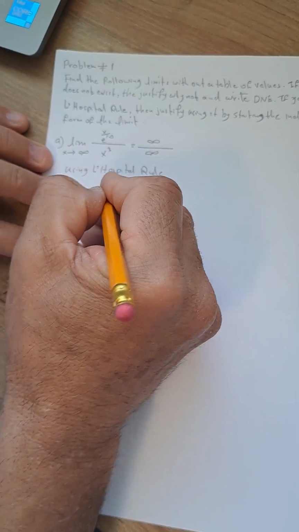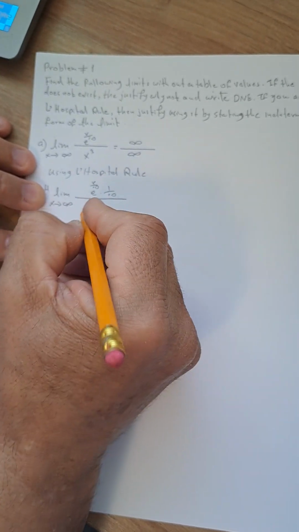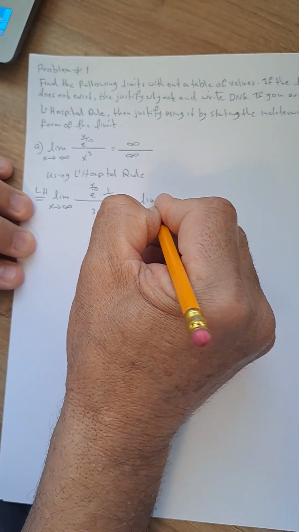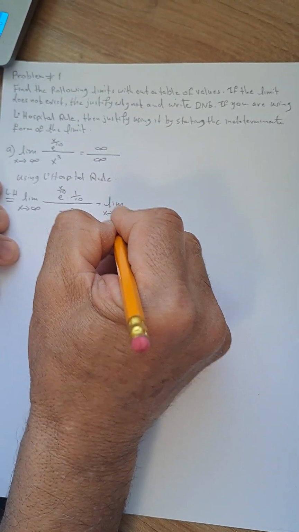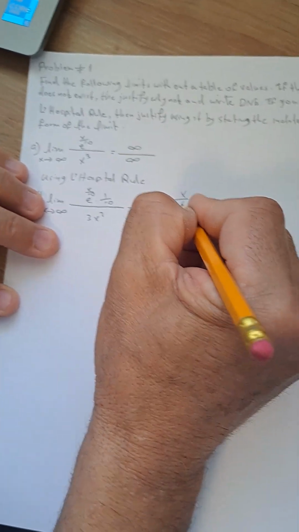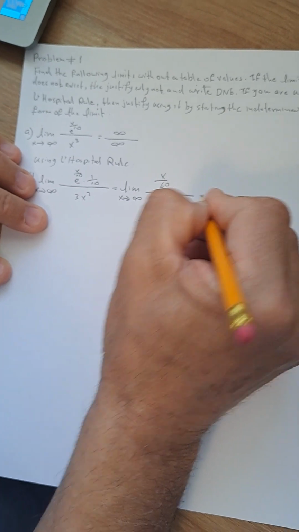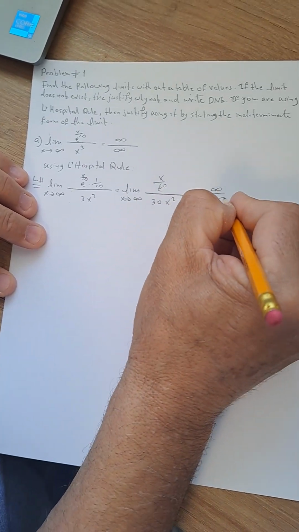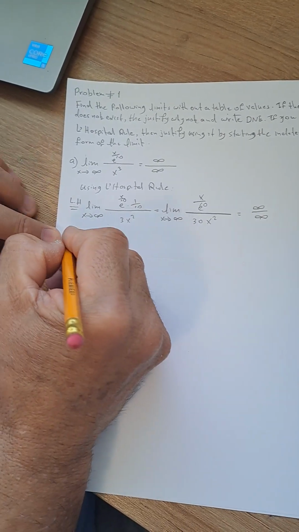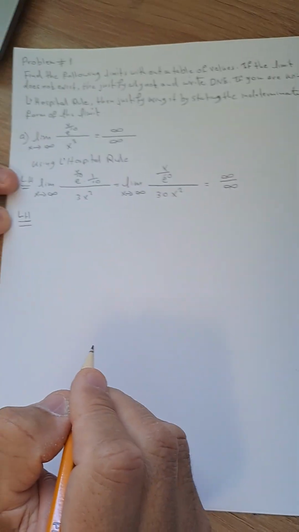So this will give us e^(x/10) times 1/10 over 3x squared, which will be equal to the limit as x approaches infinity of e^(x/10) over 30x, and again we get infinity over infinity. So we will go and apply L'Hopital's rule again.